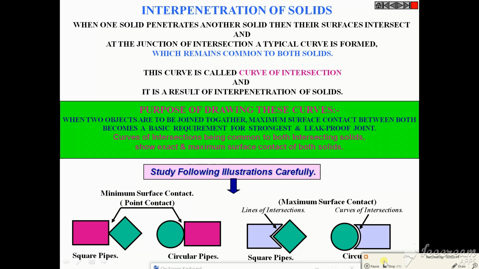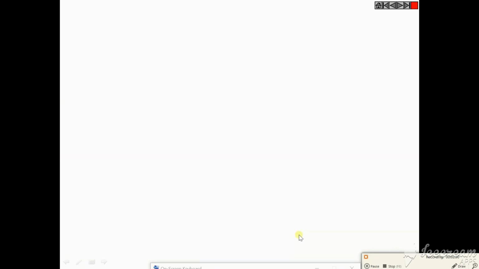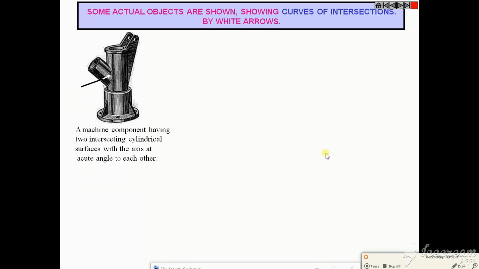If your contact surface is very high, then the bonding will be more. You can see different examples here. There are two square pipes, you see how the bonding is there, and one square pipe with a circular pipe. The bonding is a point contact. That's why the bonding won't be much. But with maximum surface area, in the second diagram, second part, we can see that if you join the pipes with maximum surface area, then definitely the bonding will be strong, and it will last for more days.